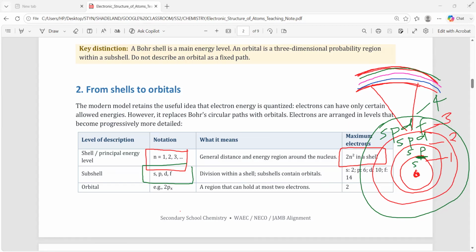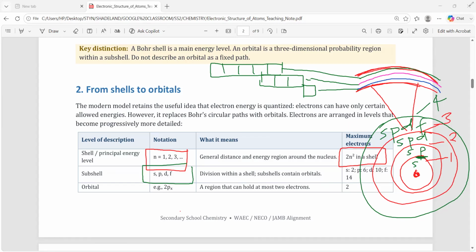Now, when you come into the S, for instance, let me assume this blue one is S. S has only one orbital, which we represent with just one box like this. Then P has 3 orbitals, which we represent with 3 boxes together like this. I'm sure you may have seen something like this before in your textbook, but you don't know what it means. Then the D is represented with 5 orbitals. 1, 2, 3, 4, 5 orbitals.